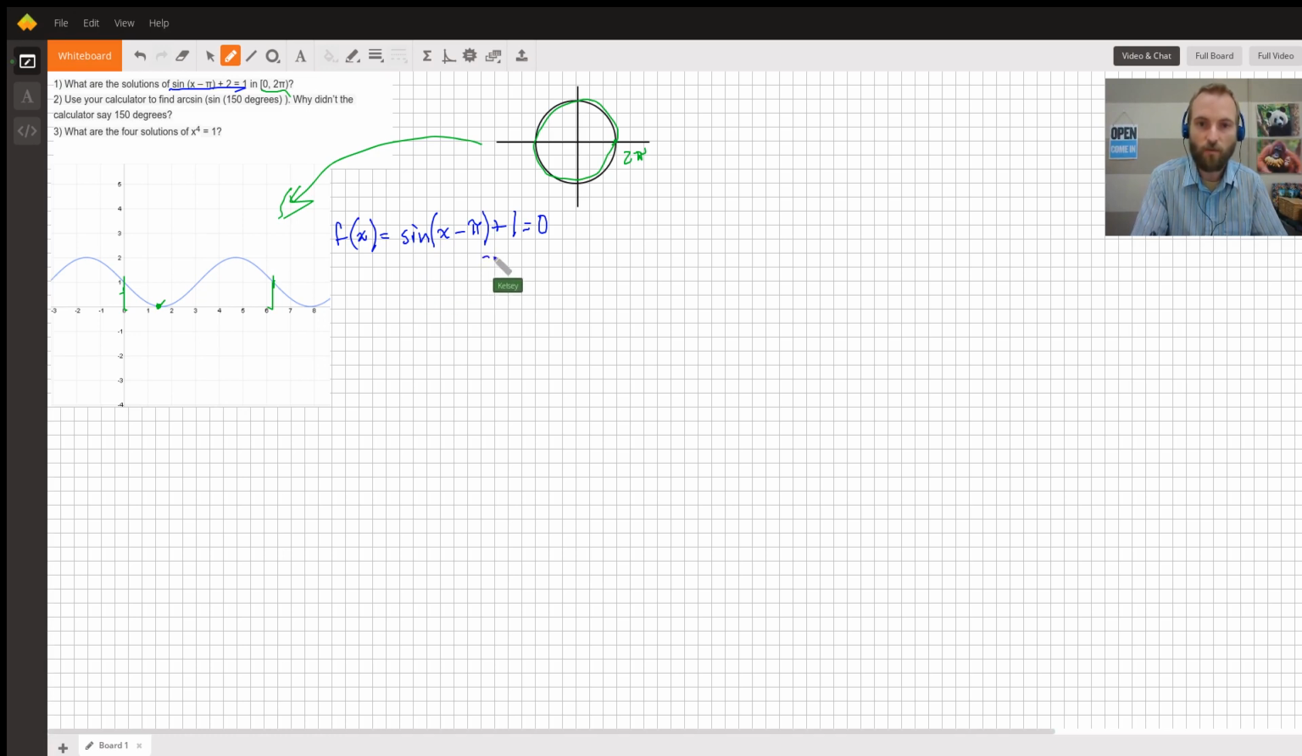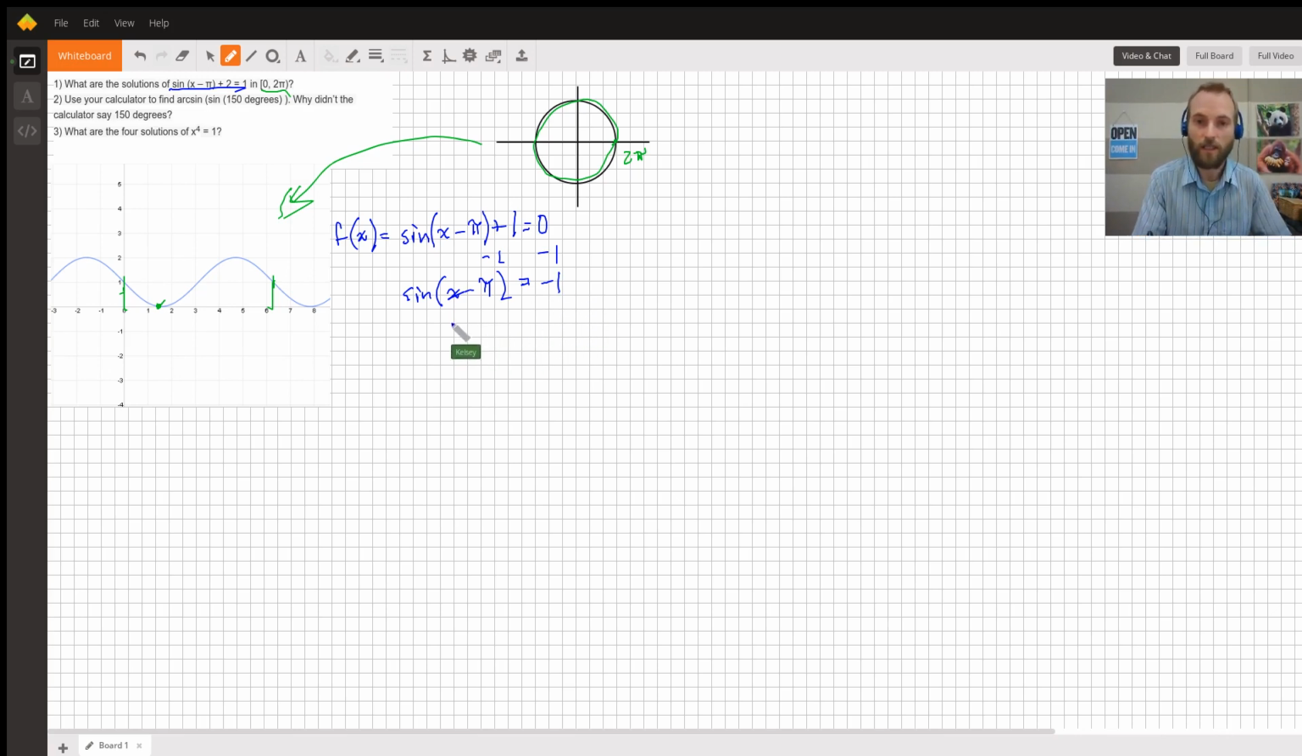So if I subtract 1 from both sides, I'm going to get sine of x minus pi. I'm subtracting 1, so that's going to be 0 on that side, and there's not going to be a plus 1 on that side. The other side is not going to be 0 anymore, it's going to be negative 1. And now I seem stuck, right?